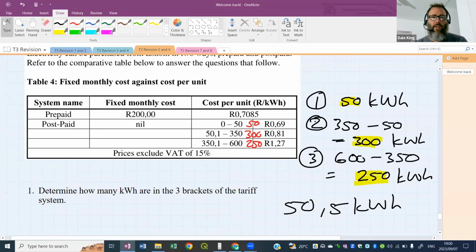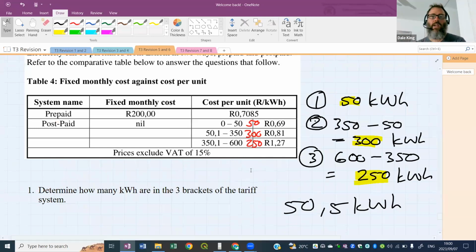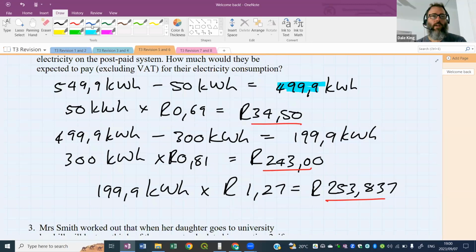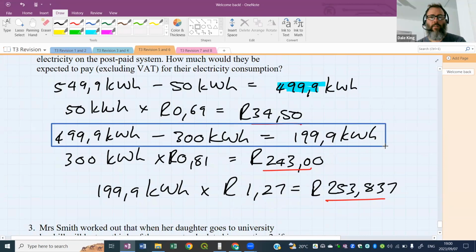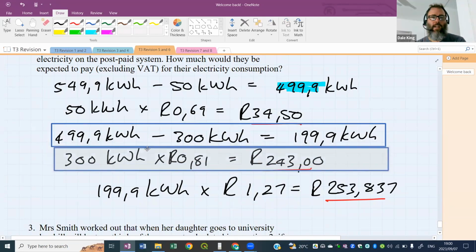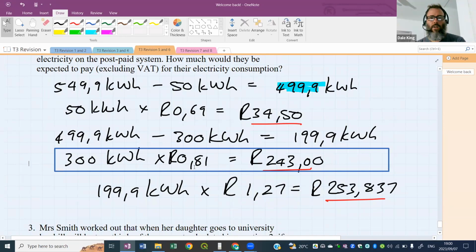Now the second bracket has 300 kilowatts in it. We still have 499, so we can go all the way through the second bracket. I took my 499 kilowatts, took off 300 for the second bracket, which means I only have 199 left. And that 300 is charged at the second bracket rate, which is 0 rand and 81 cents.